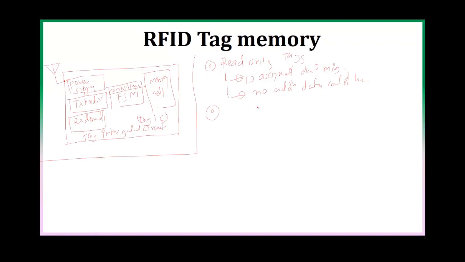So the next type is write once. During manufacturing it was write once, read many. So these are well known as WORM type tags.